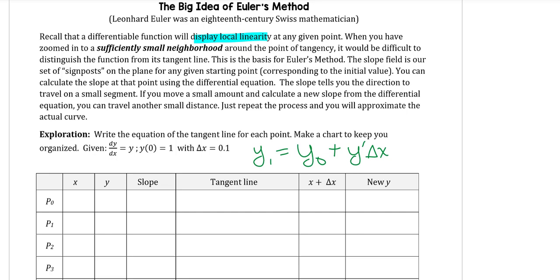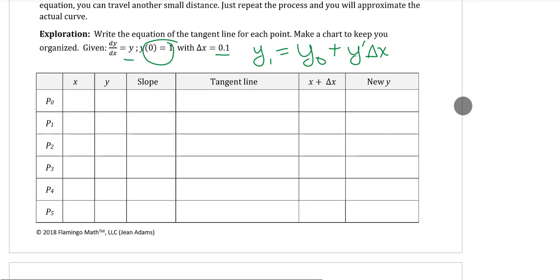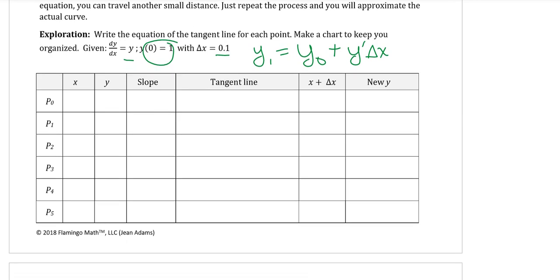So let's go through one. For this example, we're given that dy/dx is y, and we're given the initial condition that when x is 0, y is 1, and we're going to make steps of 0.1. So how is this going to look in this table? We started with an x of 0 and a y of 1, and that's going to be a slope of 1. And so our tangent line is going to look like y equals x plus 1, because you're going to have x minus 0 plus 1.